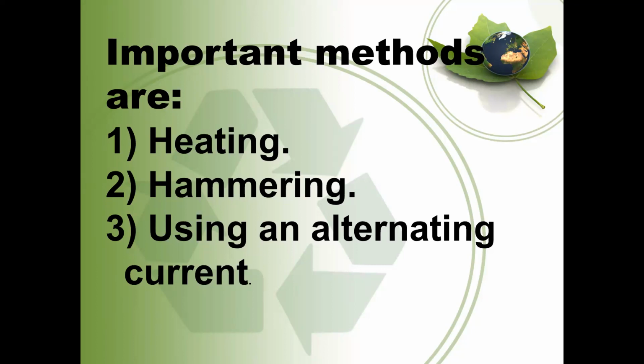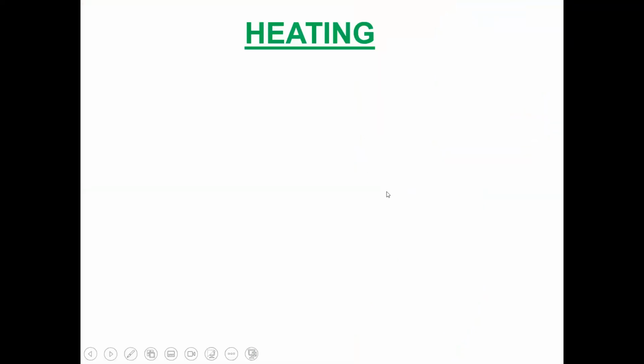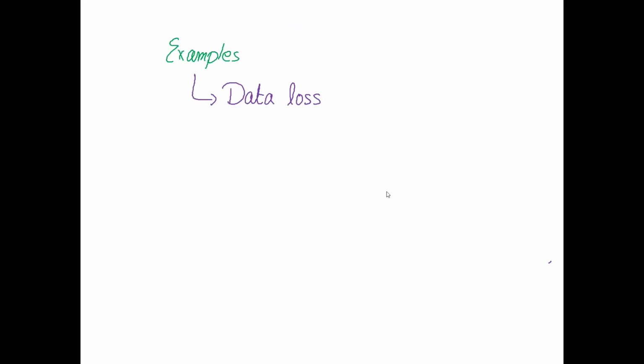Okay. So let's start with heating. Heating is a very common problem, and you must have heard that mobile phones or other media of data storage, like computer hard drives and memory cards, should not be subjected to high temperature. They can lose the data if they are subjected to high temperature. So heating is something which is not good for magnetization, because by heating, the system can be demagnetized. For example, data loss occurs at high temperature.